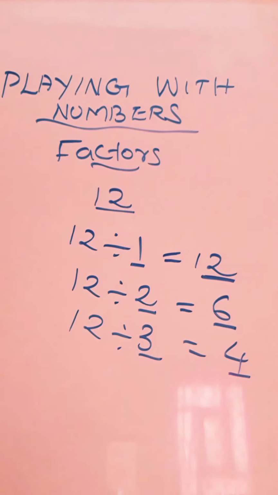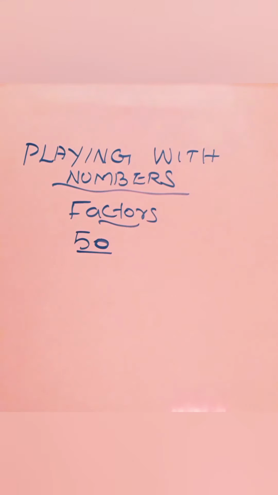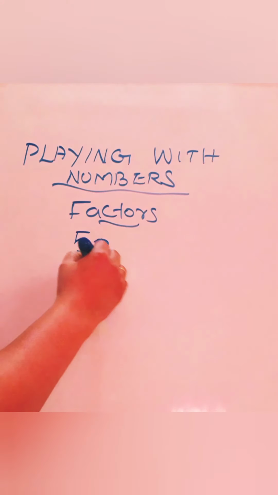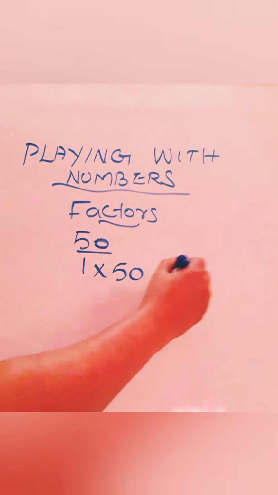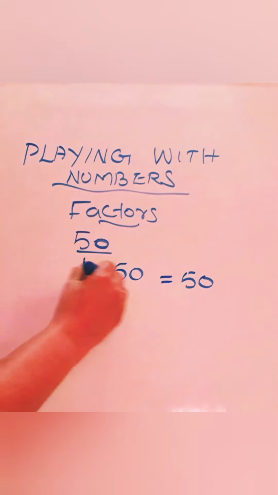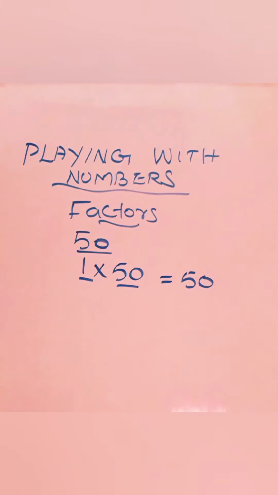Now let's see some other examples also. See here, I have written 50. I have to find all the factors of 50. How to find them? I will use the multiplication method. If you want, you can use the division method. 1 into 50 is 50. The first step is very simple. 1 into 50 is equal to 50. That means 1 and 50 are factors of 50.